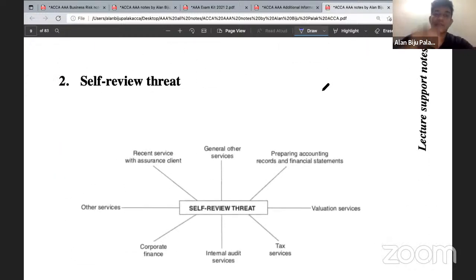Then the next one is a self-review threat. Self-review threat basically arises where an auditor has already performed work for the client, and now the auditor is performing the audit of the client. Therefore, if I am reviewing my own work, then definitely I won't be figuring out any mistakes that I have already made in the financial statements. So I might be trying to hide those mistakes in the financial statements, and it might lead to a self-review threat.